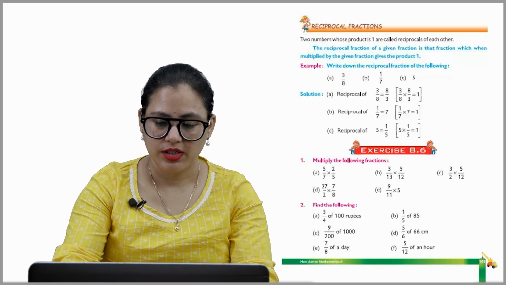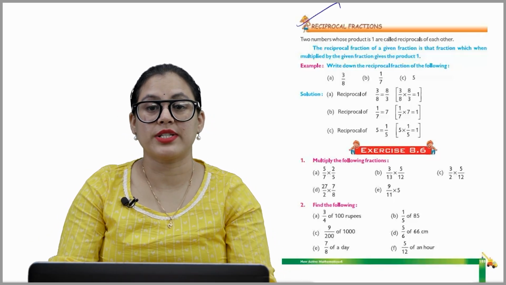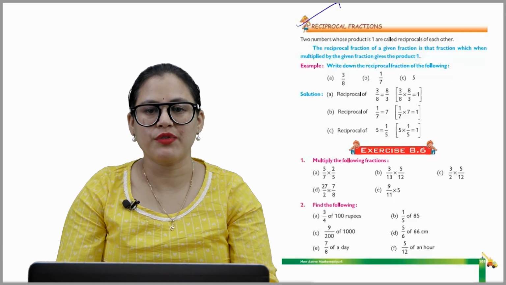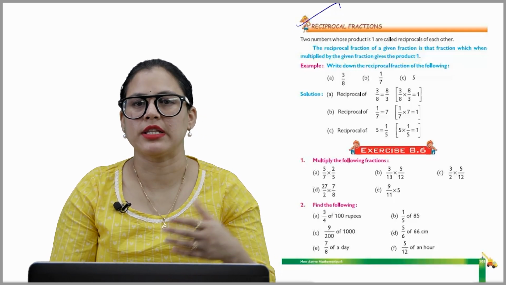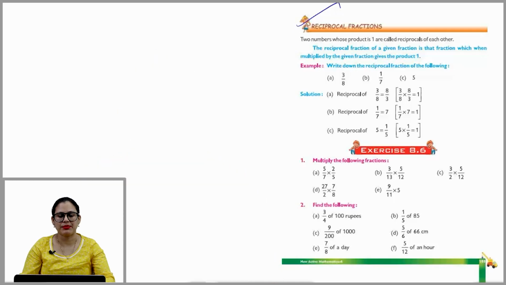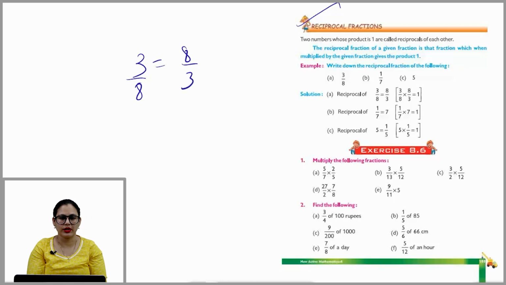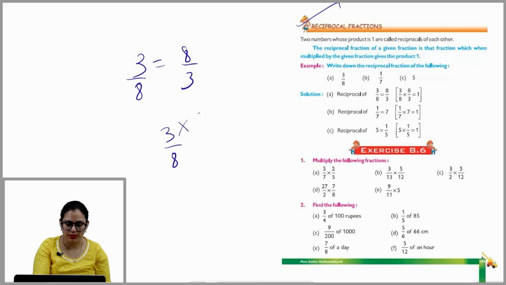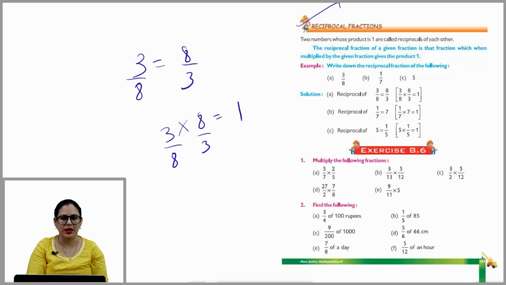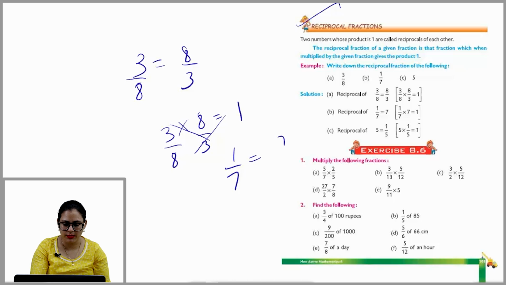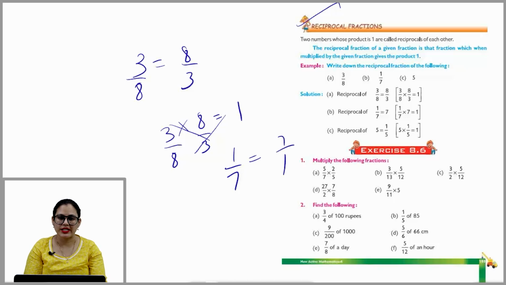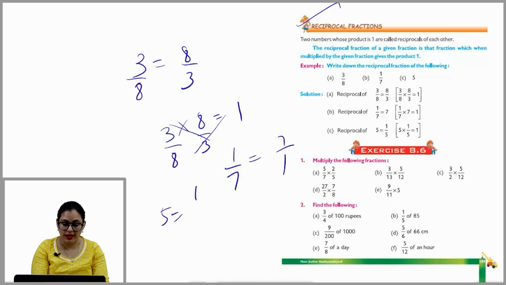Reciprocal fractions. Two numbers whose product is 1 are called reciprocals of each other. The reciprocal fraction of a given fraction is that fraction which, when multiplied by the given fraction, gives the product 1. Example: write down the reciprocal fraction of the following. 3 by 8: the reciprocal is 8 by 3, because 3 by 8 into 8 by 3 gives the product 1. Similarly, the reciprocal of 1 by 7 is 7 by 1 or simply 7, and the reciprocal of 5 is 1 by 5.